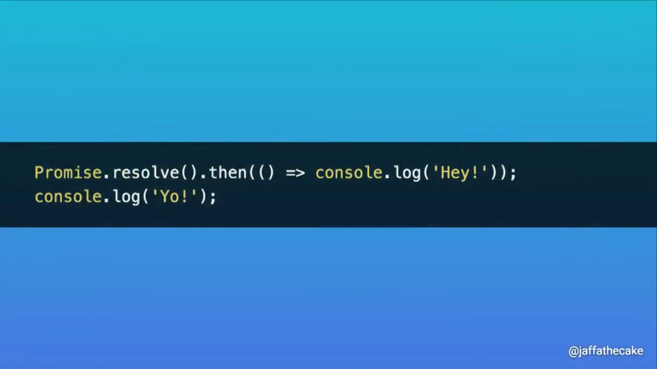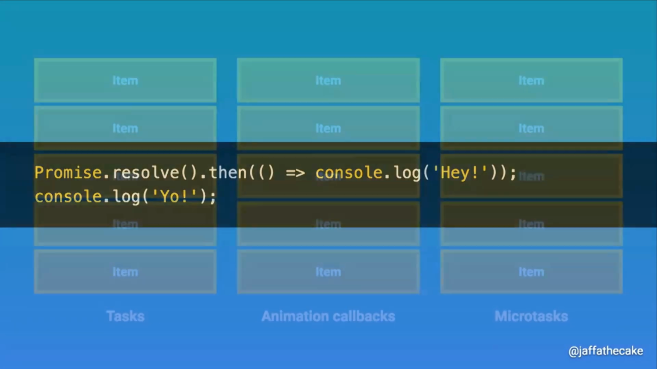So promise callbacks are async, fine. But what does async actually mean? I mean, all it means is that they happen after synchronously executing code. So that's why we get yo before hey. But just being async doesn't mean it must yield to rendering. Doesn't mean it must yield to any particular part of the event loop.